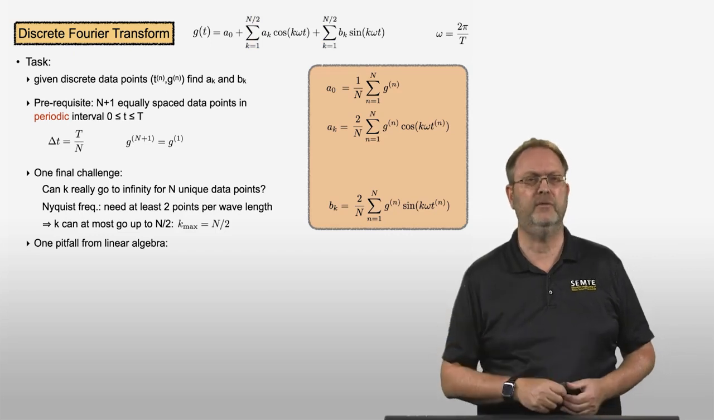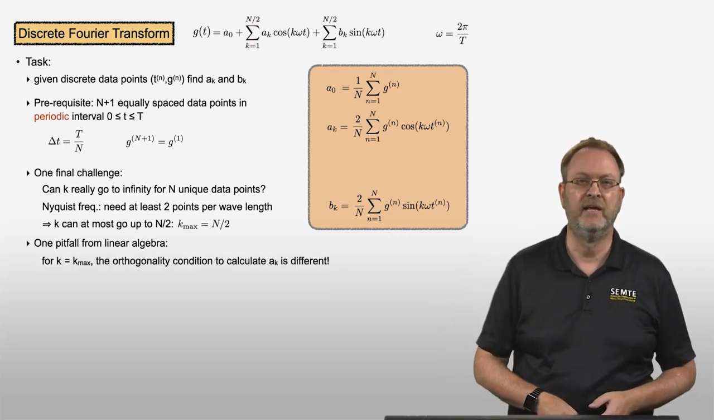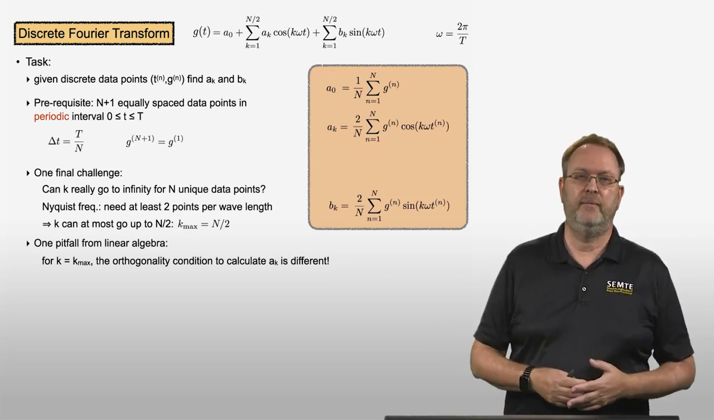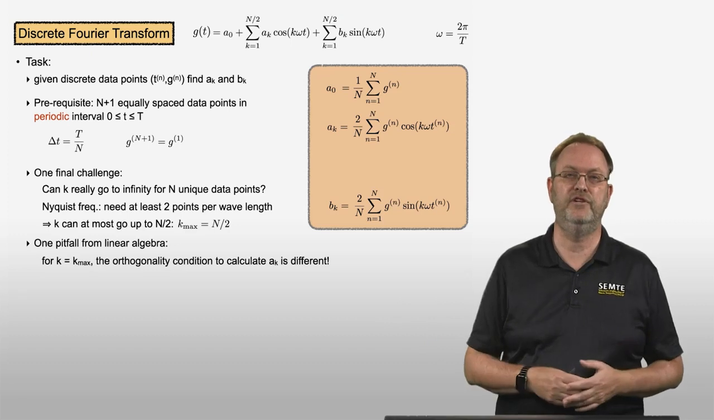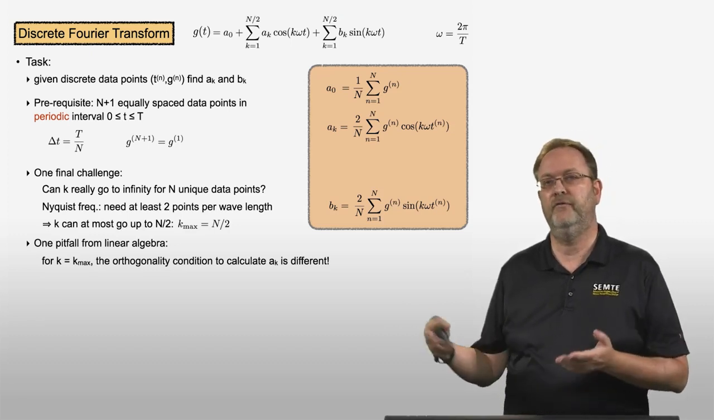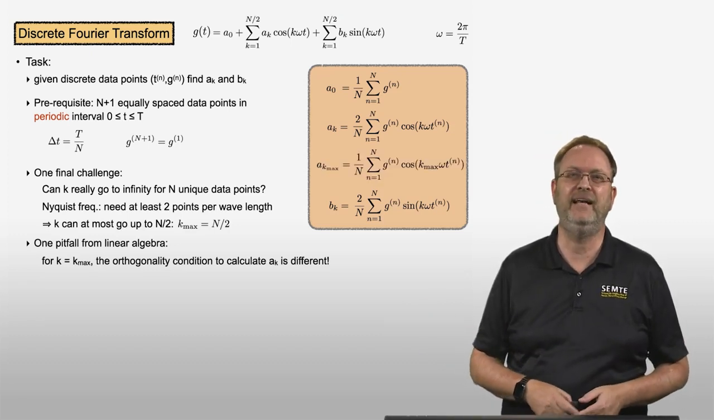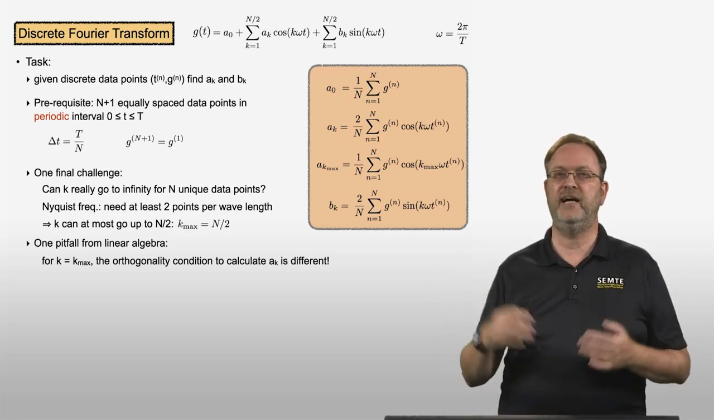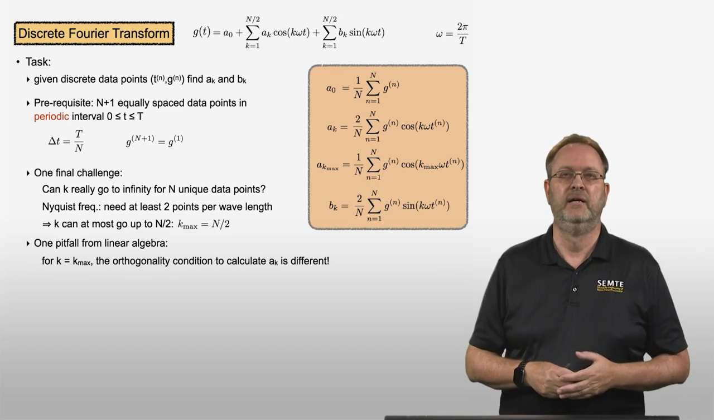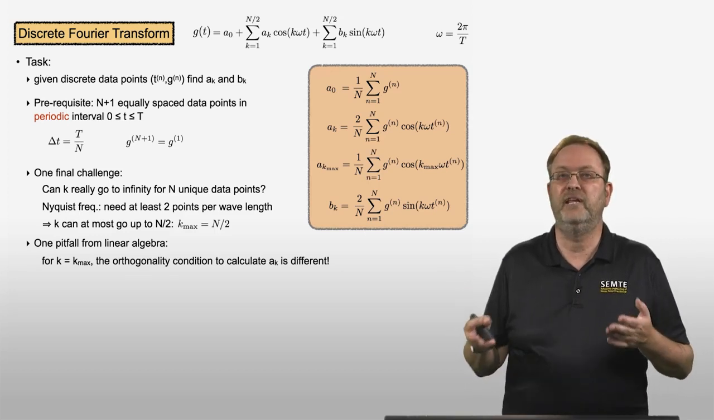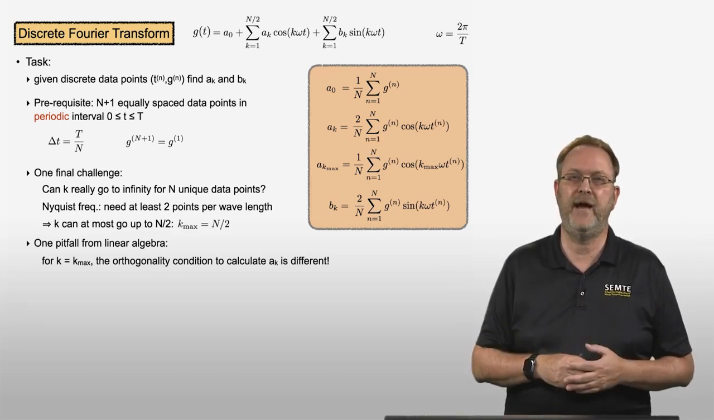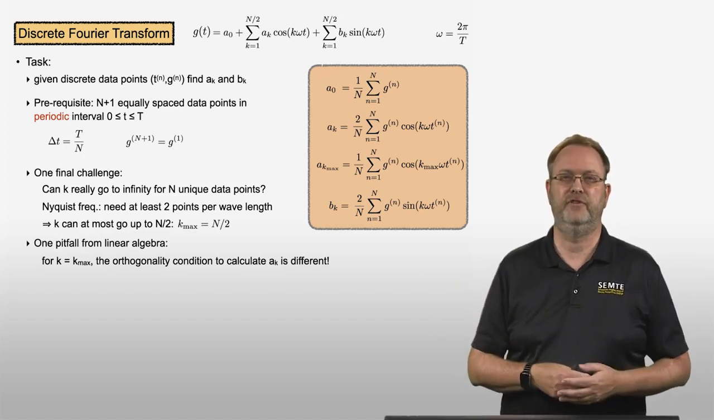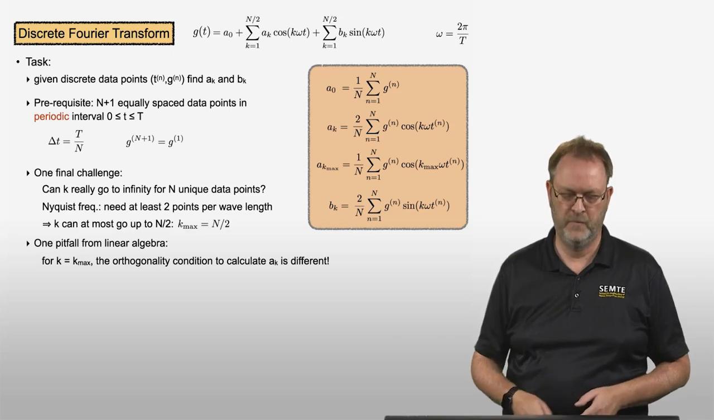And there's one additional pitfall that comes from linear algebra. If the wave number is equal to this maximum wave number, the orthogonality condition to calculate the coefficient a sub k is slightly different. The only difference being, instead of 2 divided by N in front of the sum, the amplitude of the cosine for the maximum wave number, a sub k max, is equal to 1 divided by N. It's just 1/2 of this a sub k value.